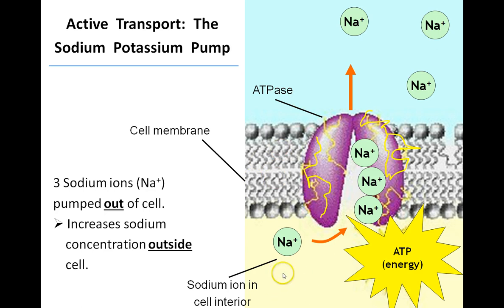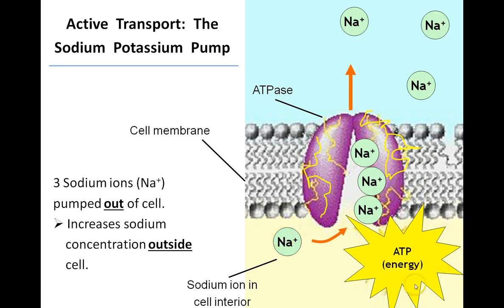Now what it does is it takes as much sodium as it can from the inside of the cell and pumps it out to the cell exterior. So what you end up getting is a high concentration of sodium outside the cell and a low concentration of sodium inside the cell. Na+ is indicating that it's a charged sodium atom or a charged sodium ion.